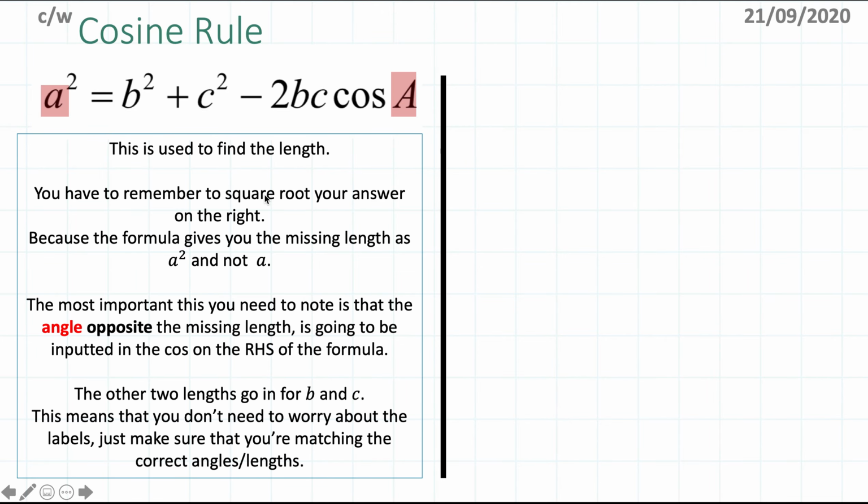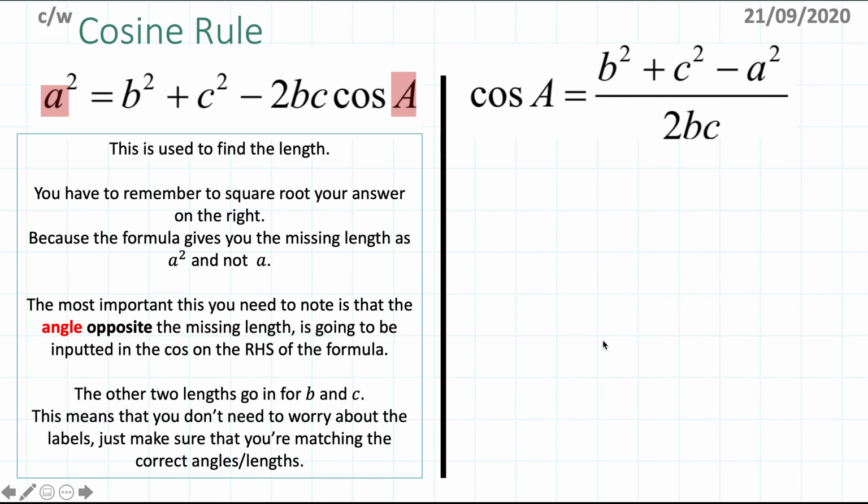So you also need to remember to square root your answer, because the formula gives you A squared, it doesn't give you A. So this is the way we write it, just because writing square root is too cumbersome. So once you use this formula, make sure you always square root the right-hand side, because this is A squared on the left-hand side. So as I'm mentioning here, the most important thing is the angle opposite. And for B and C, it doesn't matter which ones you select as B or C, as long as your A's are correct.